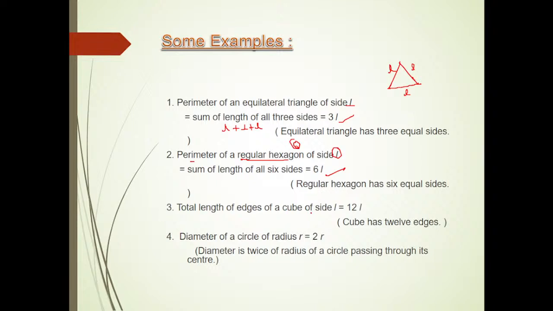Similarly, the length of the edges of a cube. We know a cube is a 3D shape. How many edges does a cube have? It has 12 edges, so we multiply 12 into L, 12L. And the diameter of a circle in terms of its radius: we know that a circle has infinitely many radii, and its diameter is twice its radius.